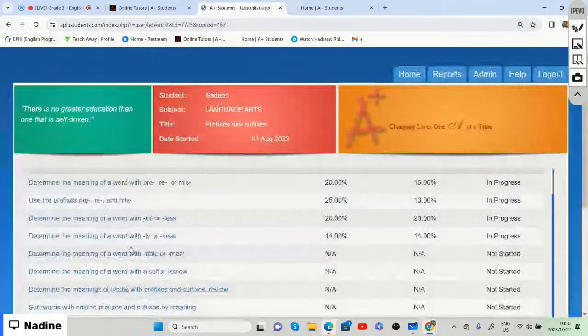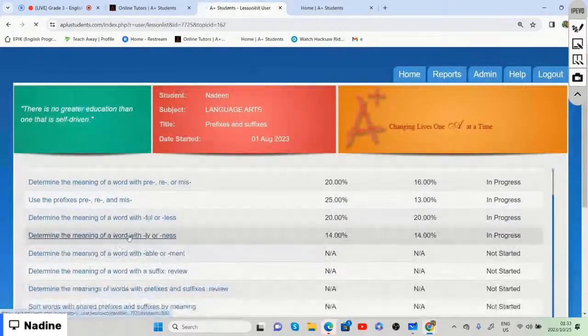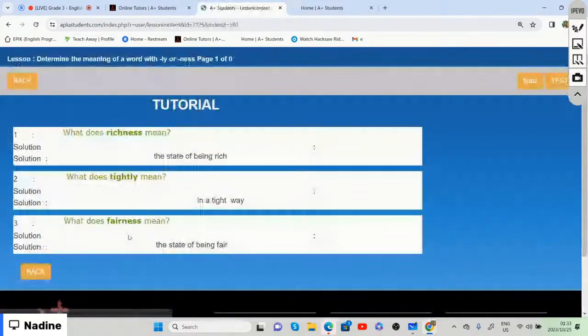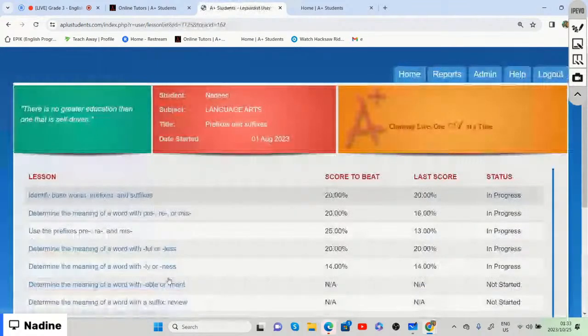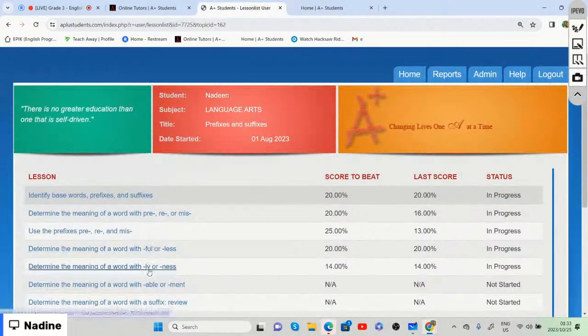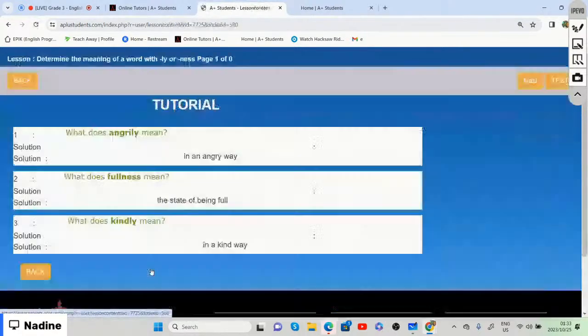All right, so now we're going to the next lesson, which is to determine the meaning of the word with the suffix ly or ness. Remember we said that if we add either ly or ness to a certain word, then the meaning of the word changes. And we go back to our whiteboard.